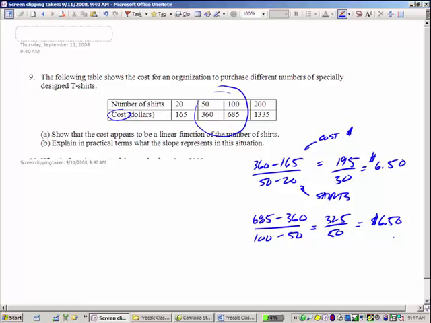I feel like it has to do with the average rate of change as opposed to how much it costs for one. In the question, if we do 165 divided by 20, we're saying it costs this much per shirt if you order 20 shirts. And if we do 360 divided by 50, it costs that much per shirt if we order 50 shirts. But we're trying to find the average rate of increase, not the average cost per shirt. I gotta come back. But do you see it doesn't work?